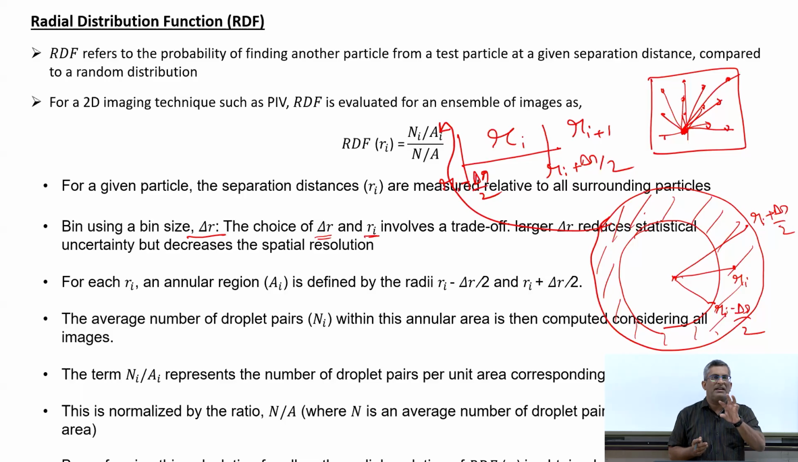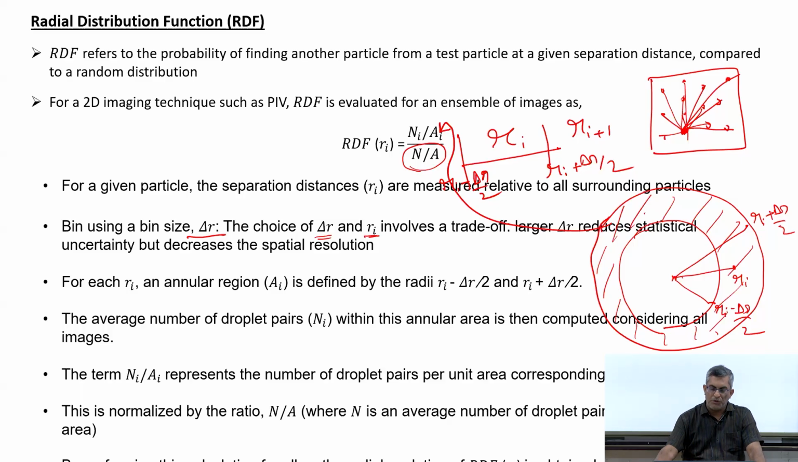So, that is basically your number density corresponding to that separation distance and you go on doing this for different Ris and you normalize that with the global number density. Global number density means what is your average number of particles in an image divided by the area of the image, again as we had done in the previous case.